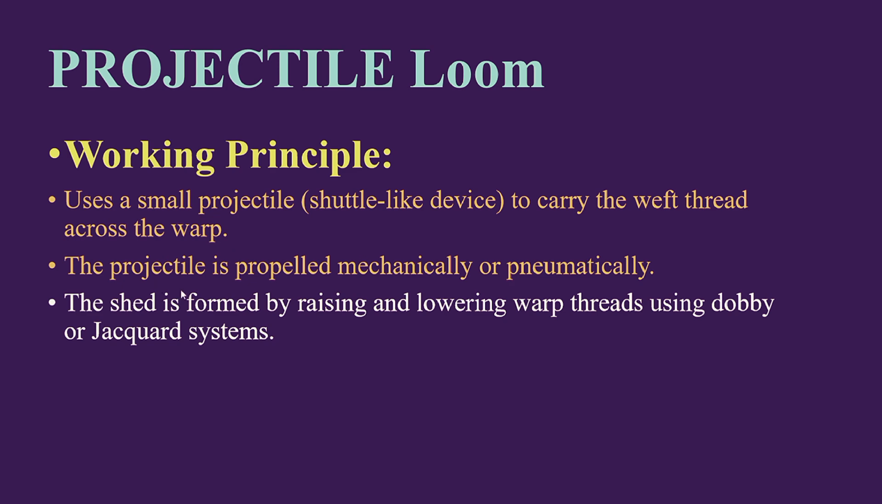The shed is formed by raising and lowering the warp thread using a Dobby or Jacquard systems. As in previous lecture, we have discussed the working principle of air jet looms. Air is used for insertion of weft yarn.